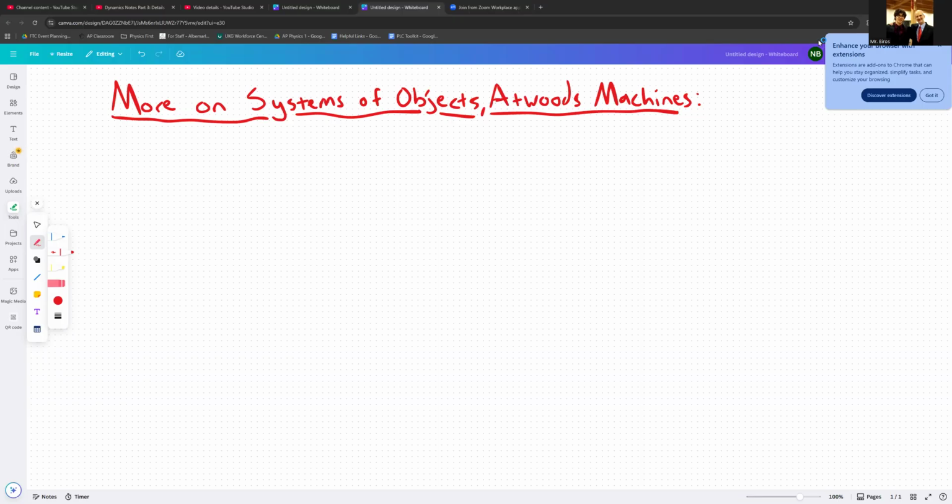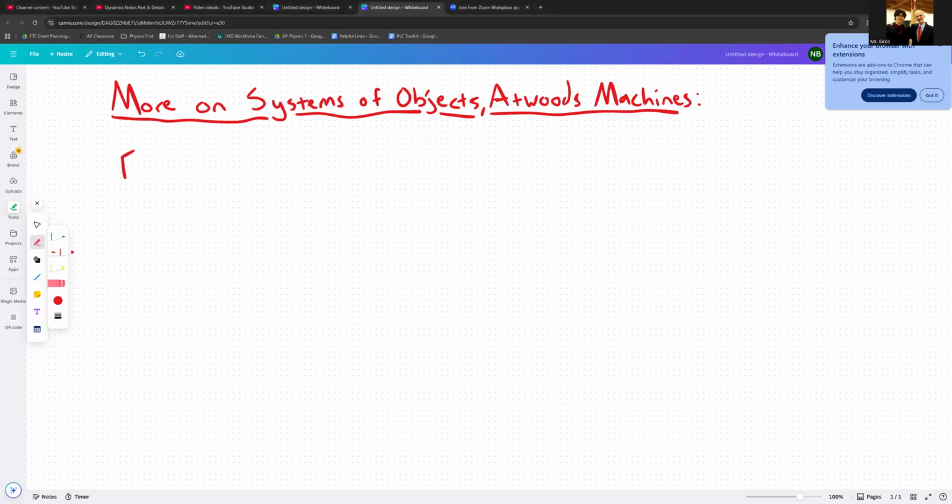All right, so we will get into it. We're going to start with some overall information about systems and how to work with them. Then we'll do some application of that for a basic example of a system of objects. Then we'll go specific later on with Atwood's. So we're going to start with solving problems using systems of objects.